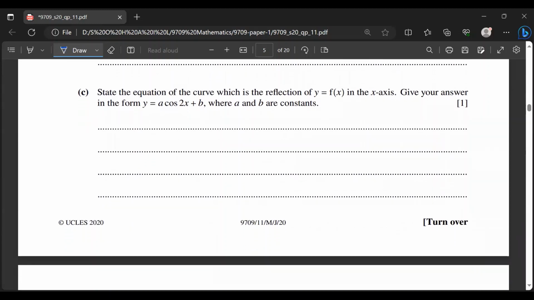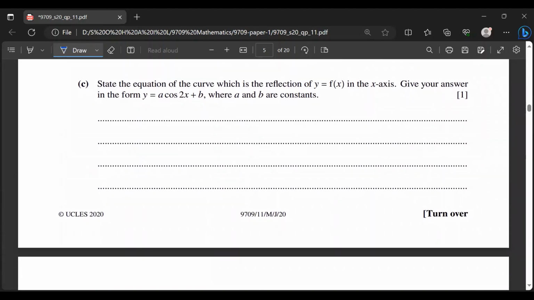Third, state the equation of the curve which is the reflection of f(x) in the x-axis. Give your answer in the form, yes, reflection. For the reflection, simply we are looking for the equation. If y equals f(x) is the graph, then y equals minus f(x) we know is the reflection in the x-axis. So I'm looking for y. y is equal to minus f(x).